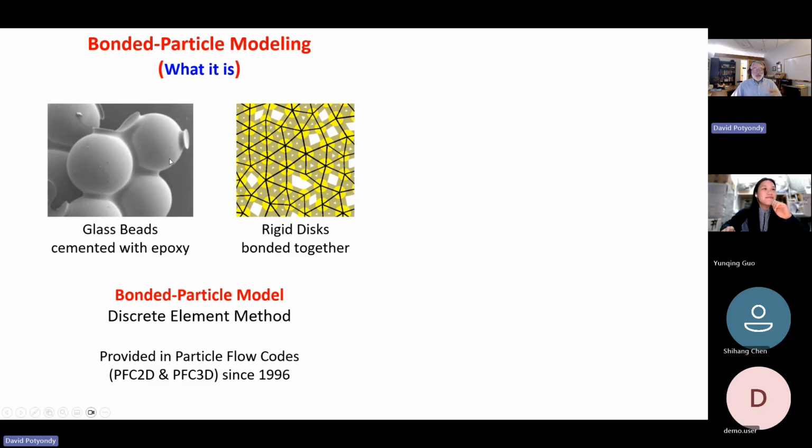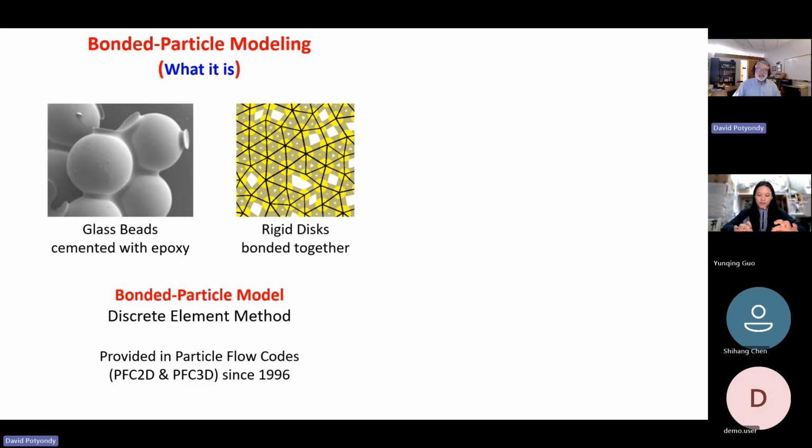There are many different ways that we can bond things together. There are many different types of physics of what happens when you bond things together. One of them that we have in PFC is called a parallel bond. And the parallel bond is a very good mimicking of this system. We're going to talk a lot about that when we get to bonded particle modeling. At this point, we can think of it as these yellow guys are disks that have been packed together.